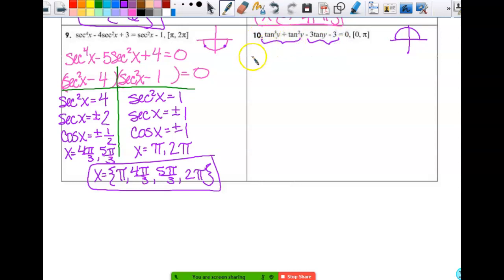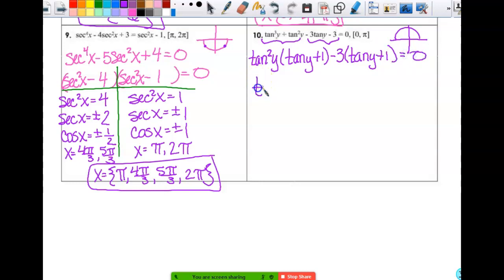So from these first 2, I can factor out a tangent squared. So tangent squared times tangent plus, oh, sorry, not just tangent. Oh my goodness, I'm leaving off my y's. Let me rewrite this. Okay, tangent squared y times tangent y plus 1. Out of these 2, I'm going to factor out a negative 3, so that leaves me with tangent y plus 1 again, and all that equals 0. So tangent squared y minus 3 times tangent y plus 1 equals 0.